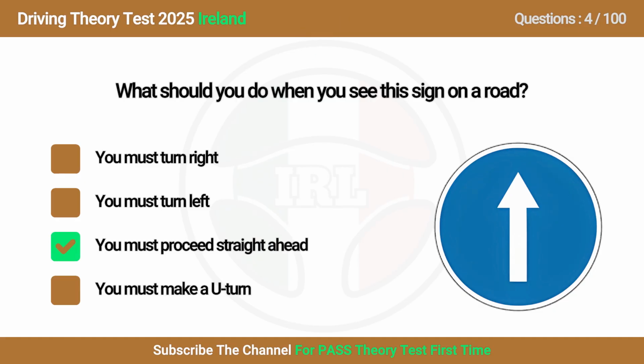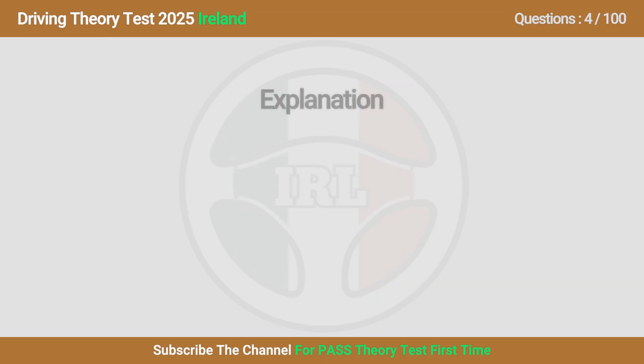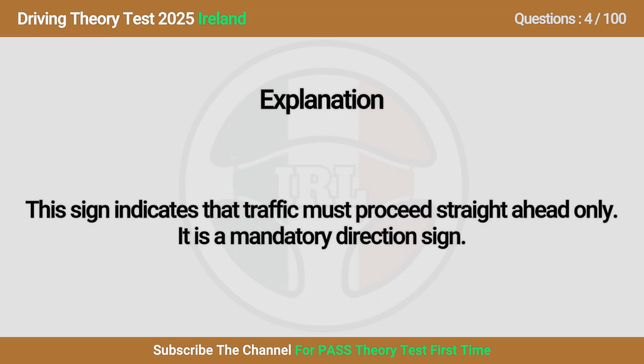Answer is C. You must proceed straight ahead. This sign indicates that traffic must proceed straight ahead only. It is a mandatory direction sign.